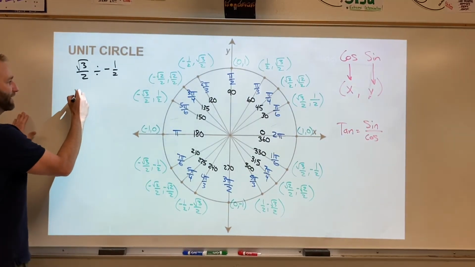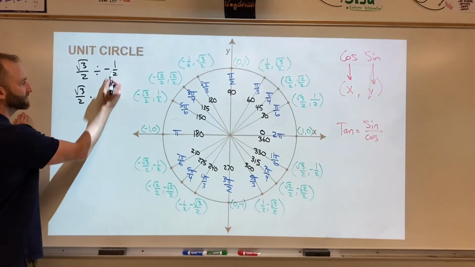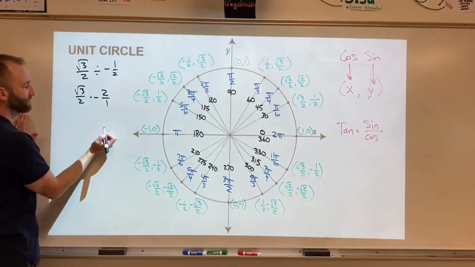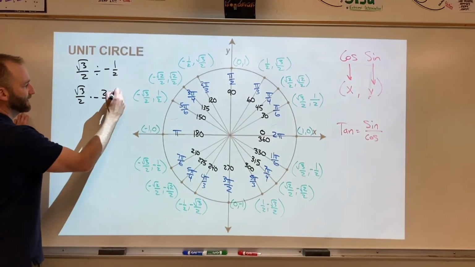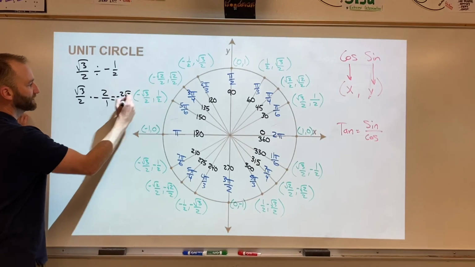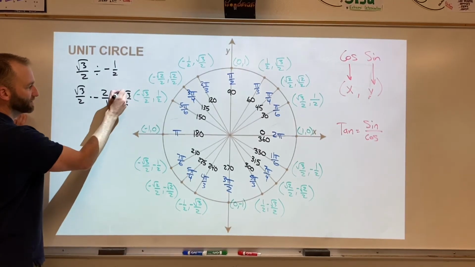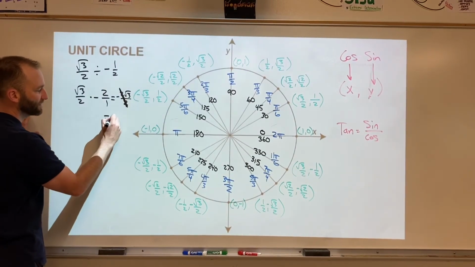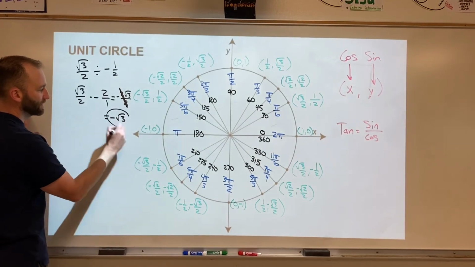This is pretty simple. I have root 3 over 2. I'm gonna multiply by the reciprocal, 2 over 1. And check it out. I get negative 2 root 3 on the top. I have 2 on the bottom. The 2's are going to cancel. My final answer is negative root 3.